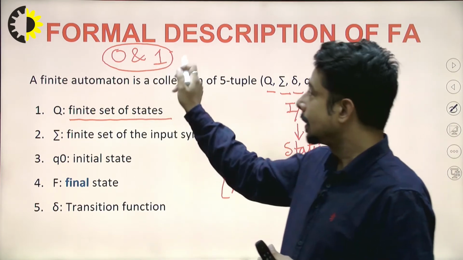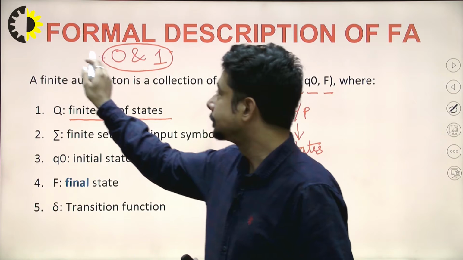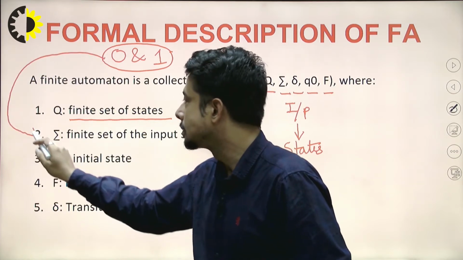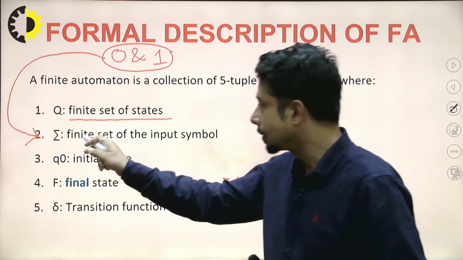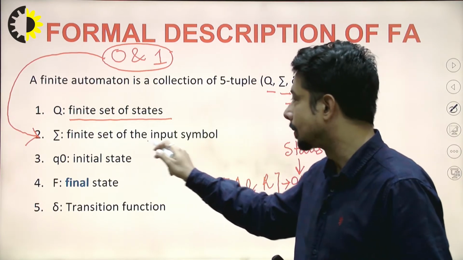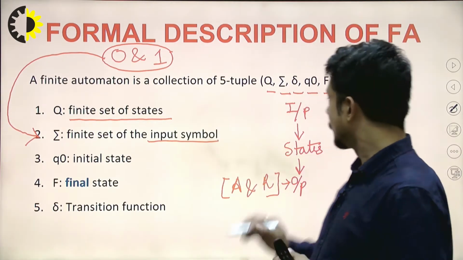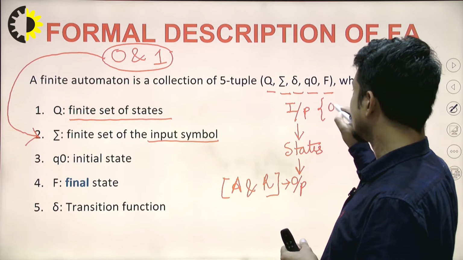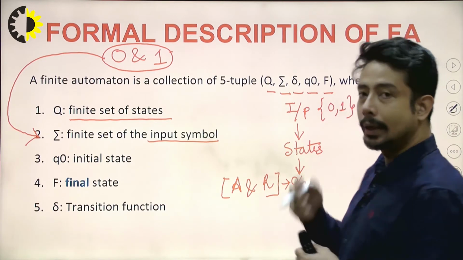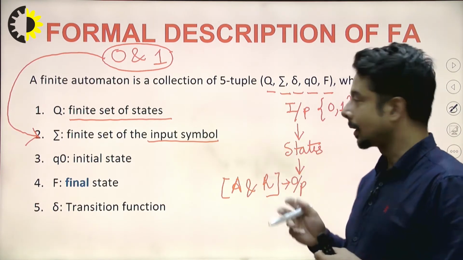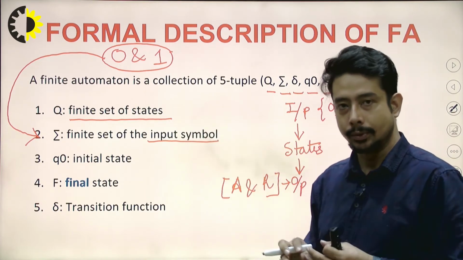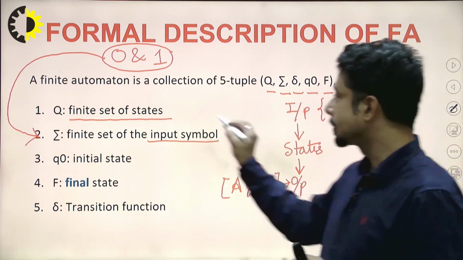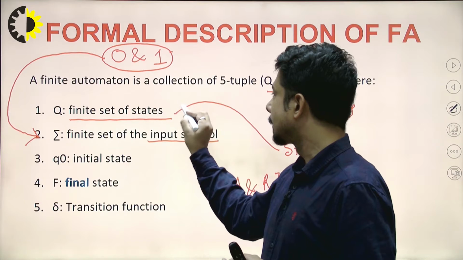So this alphabet is number 2, that is sigma. It is represented by sigma, which consists of a finite set of input symbols. So the input symbols are this one, which is nothing but 0 and 1. I am just taking an example in order to relate it to the context. Then come the states. States mean one-by-one processing. So where will the states come? The states will come to this particular point.